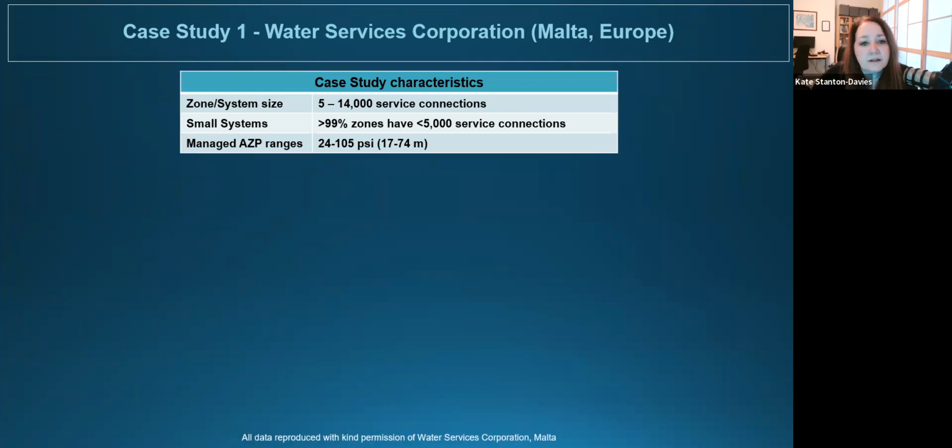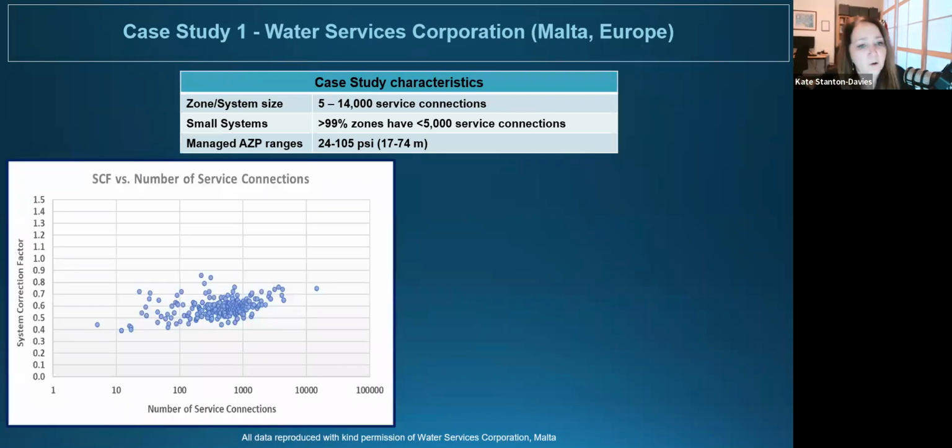The case study characteristics. In terms of system size, nearly every single zone has less than 5,000 service connections. The calculations that we performed ranged in size from 5 service connections up to 14,000 service connections, with managed average zone pressure ranges from 17 to 74 meters.